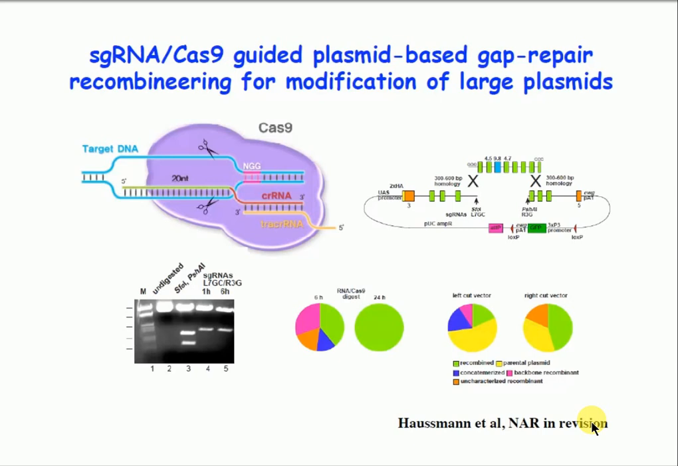With this method, you can see the green ones are the recombined ones, 100% efficiency. All clones have this. So it's a very powerful method, and much superior to classic cloning methods. We have this in revision. Hopefully it's going to be published soon, then you can all read it up and use it yourselves.